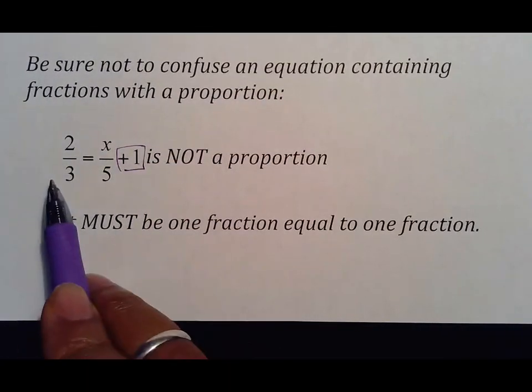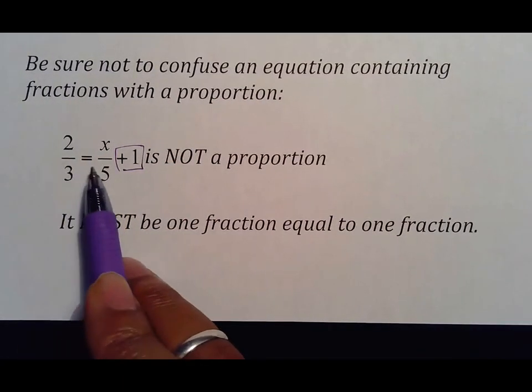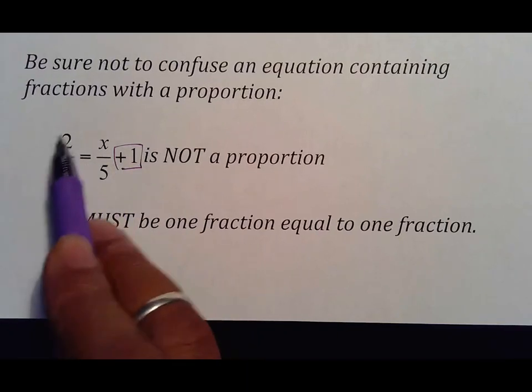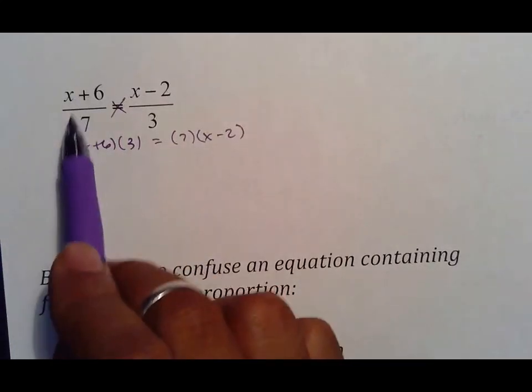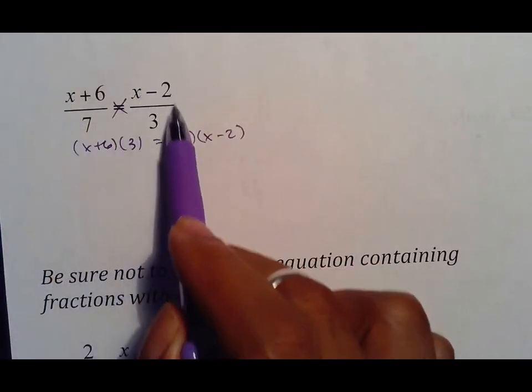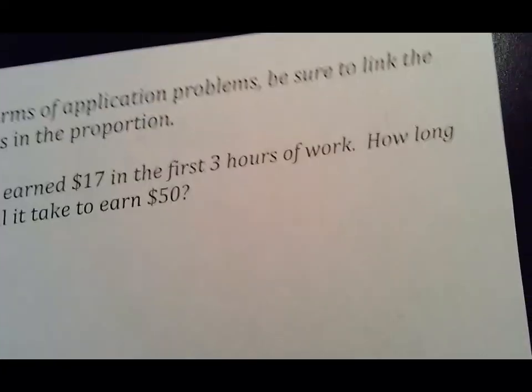It has to be a fraction equals a fraction. It can't be fraction equals fraction and number, but it has to be actual 2 over something equals x over something, or like this one where that is a fraction with everything over 7. That is a fraction with everything over 3. Just make sure you're aware of that and we'll be good.